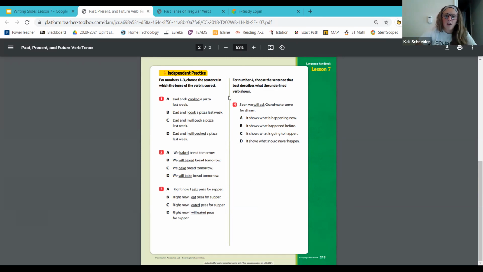All right, for number 4, choose a sentence that best describes what the underlined verb shows. All right, is this past, present, or future? Soon we will ask Grandma to come for dinner. A, it shows what's happening right now. B, it shows what's happened before, so past. C, it shows what's going to happen, so in the future. Or D, it shows what should never happen.